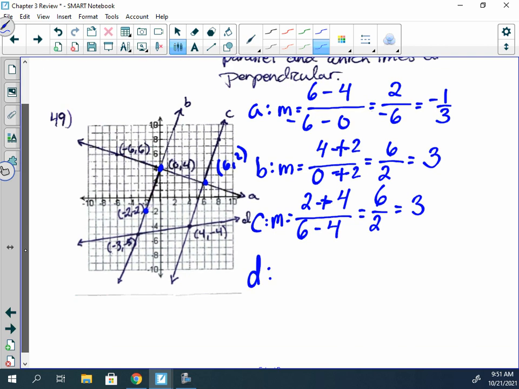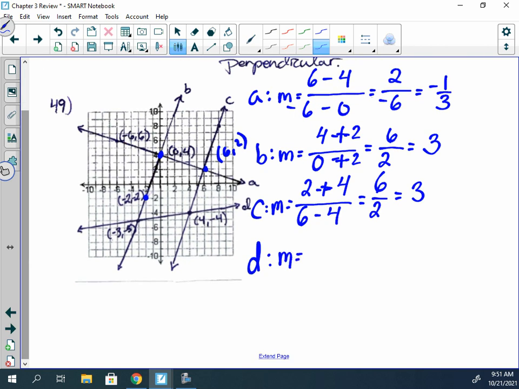And last but not least, let's go on and find the slope of line D before we determine parallel and perpendicular. So line D is this one here. So we can say negative 4 minus negative 5, because those are the two y values of the points on that line. And then we have 4 and negative 5. Well, since we used negative 4 first, we have to use positive 4 as the x value first, minus negative 3. 1 over 4 plus 3 is 7, so it's 1/7.